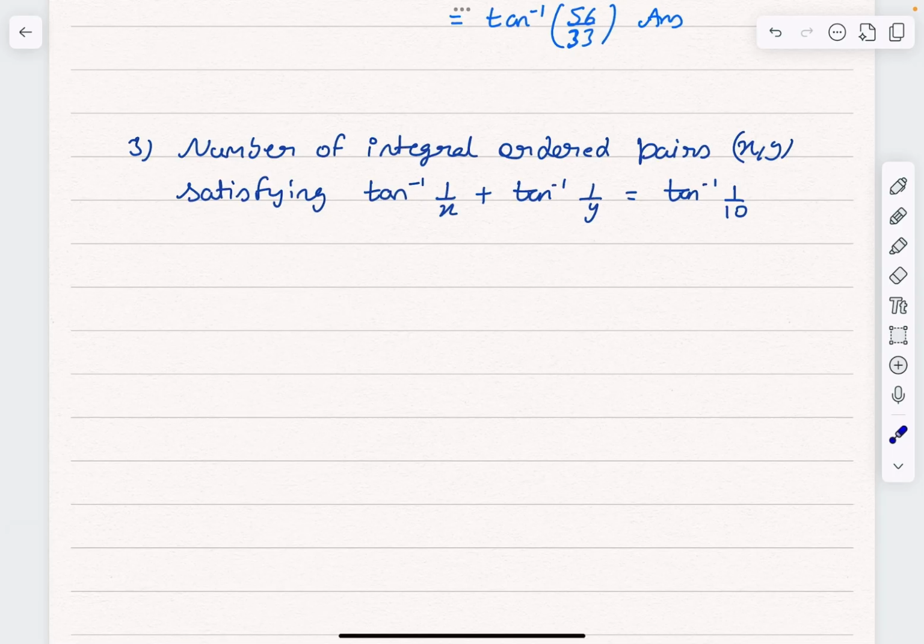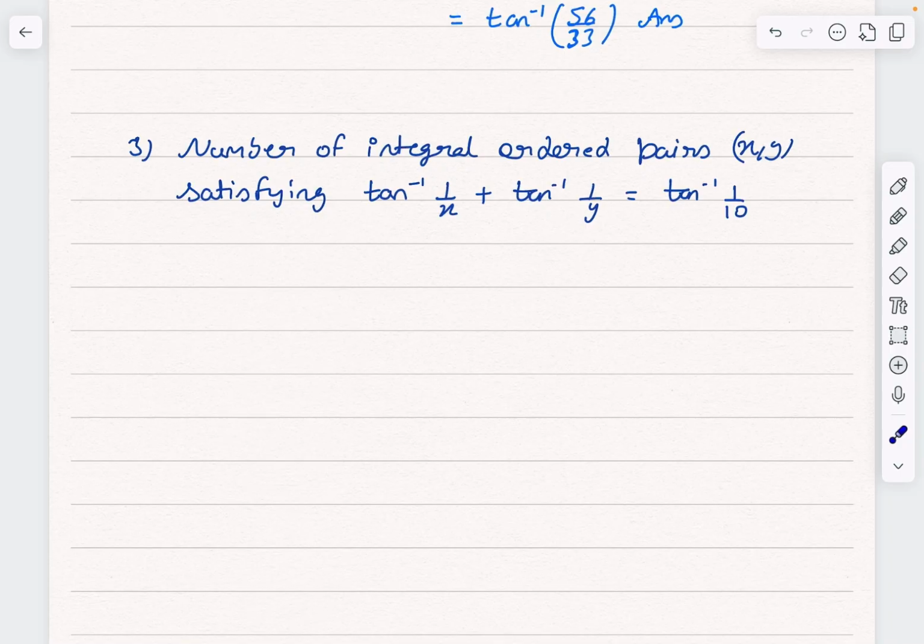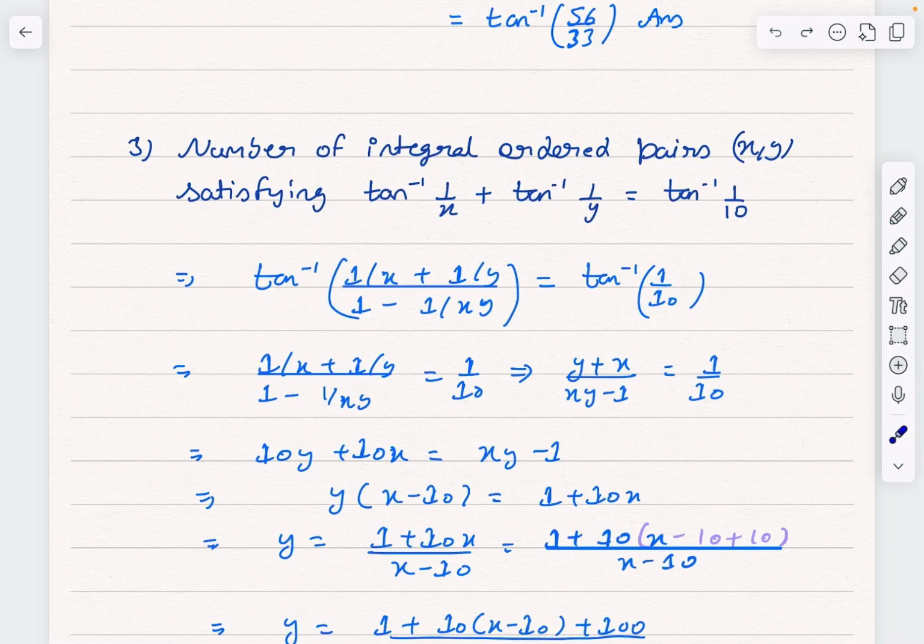We have a number of integral ordered pairs (x, y) satisfying the equation tan inverse 1/x plus tan inverse 1/y is equal to tan inverse 1/10. You can pause it and give it a try. Let us start the discussion now.